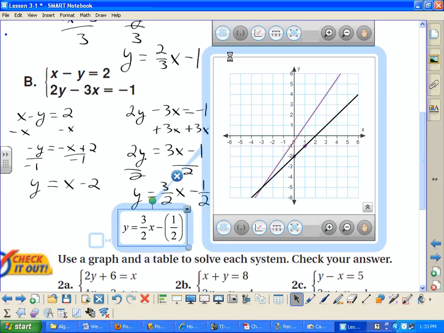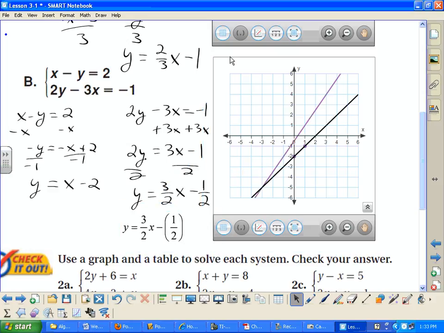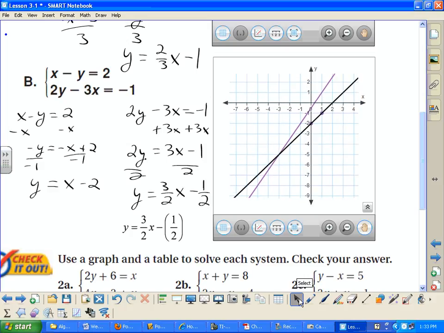Okay. And then we can see that these two lines intersect where? They intersect down here at -3, -5, so that would be my answer. Okay, so I'm graphing the lines and then finding where they intersect. And then that's my solution.